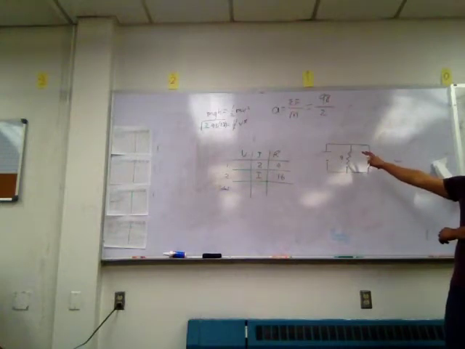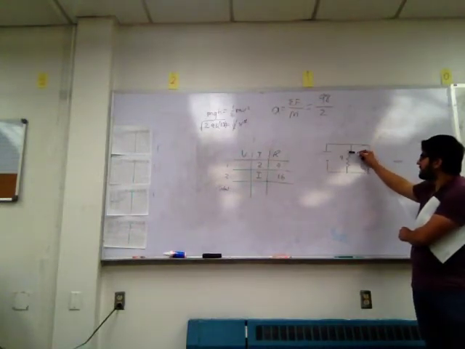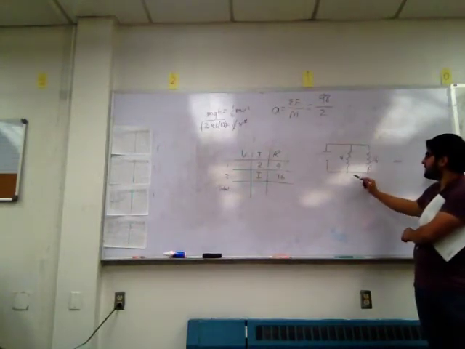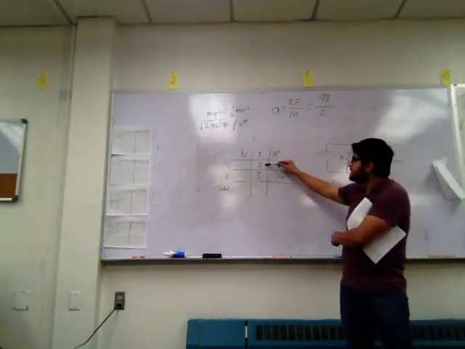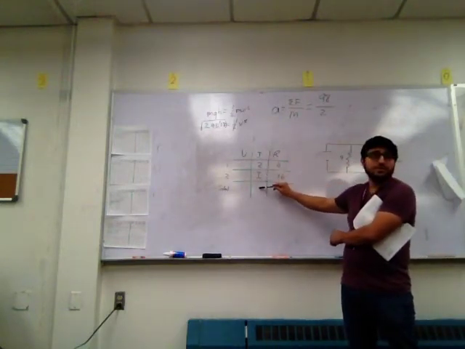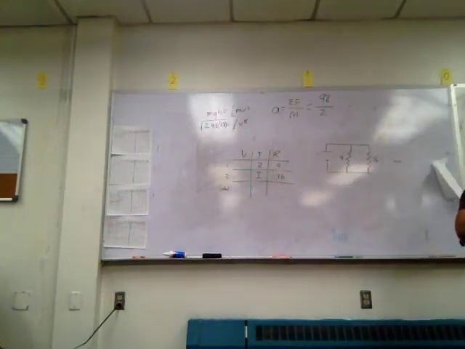Because what do we know about when they're in parallel? The current splits. So 2 went this way, some came that way, and then back here it all comes back together. So I know these two have to equal this one. But I don't know what the total current is. But I know this relationship.